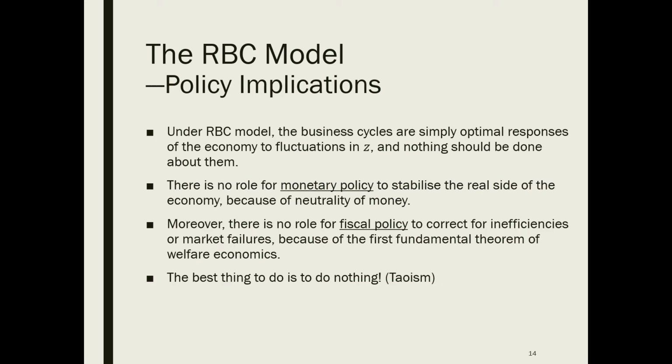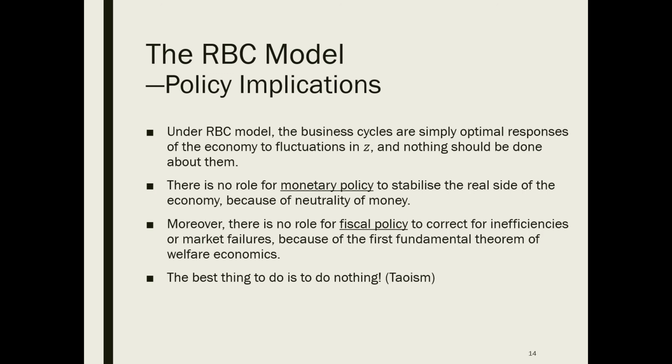So now let's summarize the policy implications of the RBC model, which we have already mentioned several times in this lecture and in this course. Under the RBC model, the business cycles are simply optimal responses of the economy to the fluctuations in the productivity Z, and nothing can be done about them because they are basically exogenous. You can't control them. So there is no role for monetary policies to stabilize the real side of the economy because of the neutrality of money.